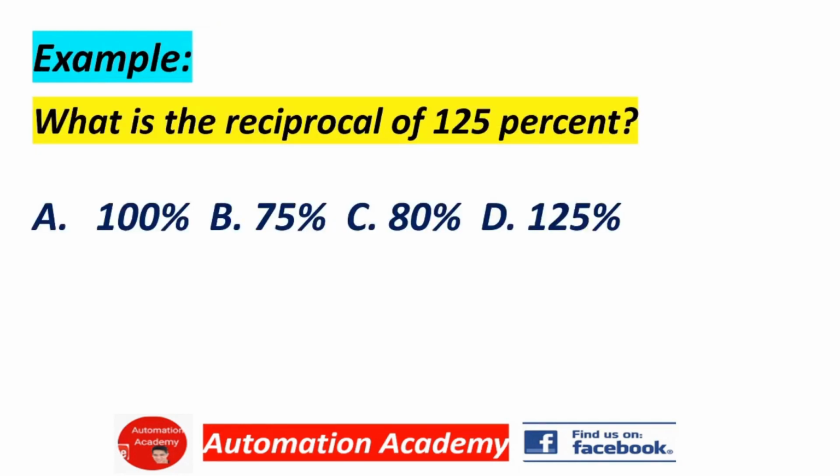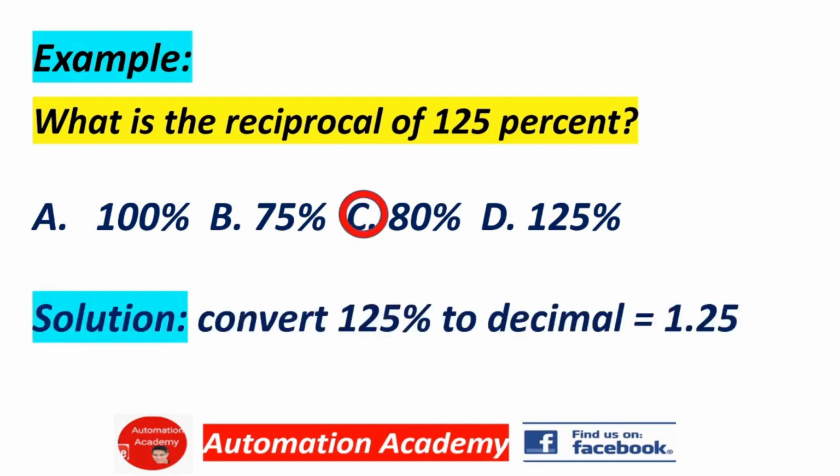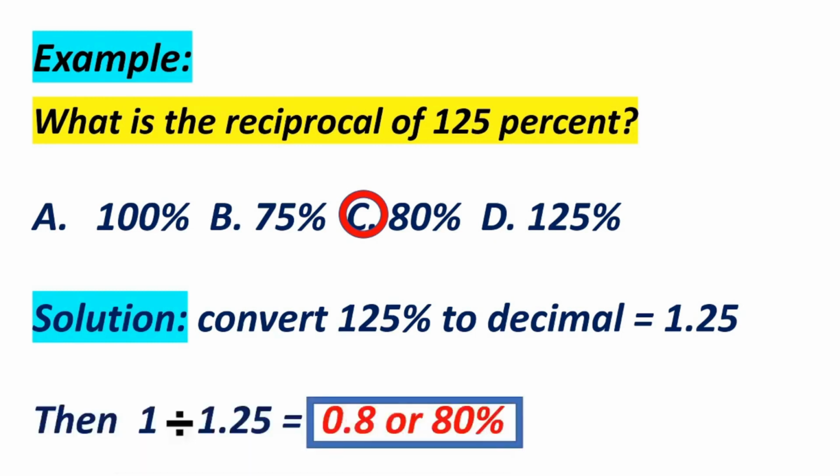Example, what is the reciprocal of 125%? A, 100%. B, 75%. C, 80%. D, 125%. Answer C, 80%. Solution, convert 125% to decimal equals 1.25. Then 1 divided by 1.25 equals 0.8 or 80%.